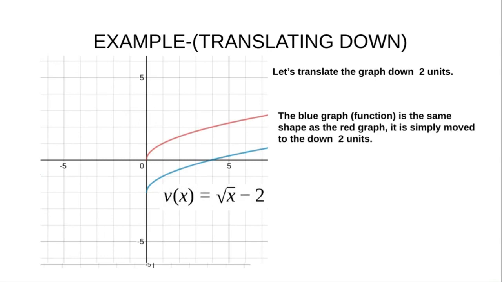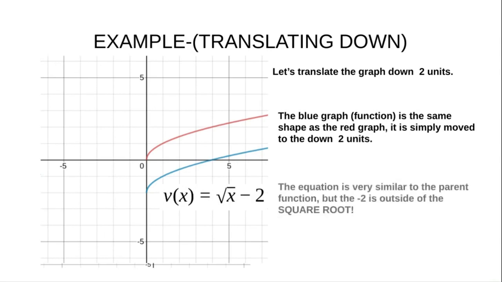And so the blue graph is the same shape as the red graph. It simply moved down 2 units. And of course, the same thing applies here. The equation is very similar, but if you're moving things vertically down, then you subtract, but you're subtracting outside the square root side.